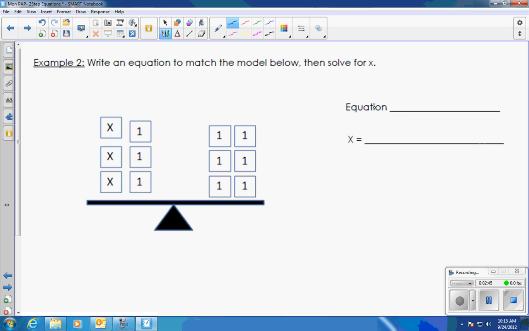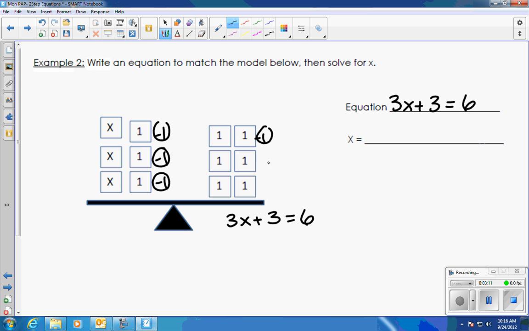First thing I'm going to do is write my equation. I have 3x plus 3 equals 6. And again, I'm going to show my steps down here as I work so that you can see why we do things the way that we do. First thing that I have to do is get rid of these 3. So you can either do that by adding negatives, or you could do what we call the cross-off method. And I'll explain that one in just a second.